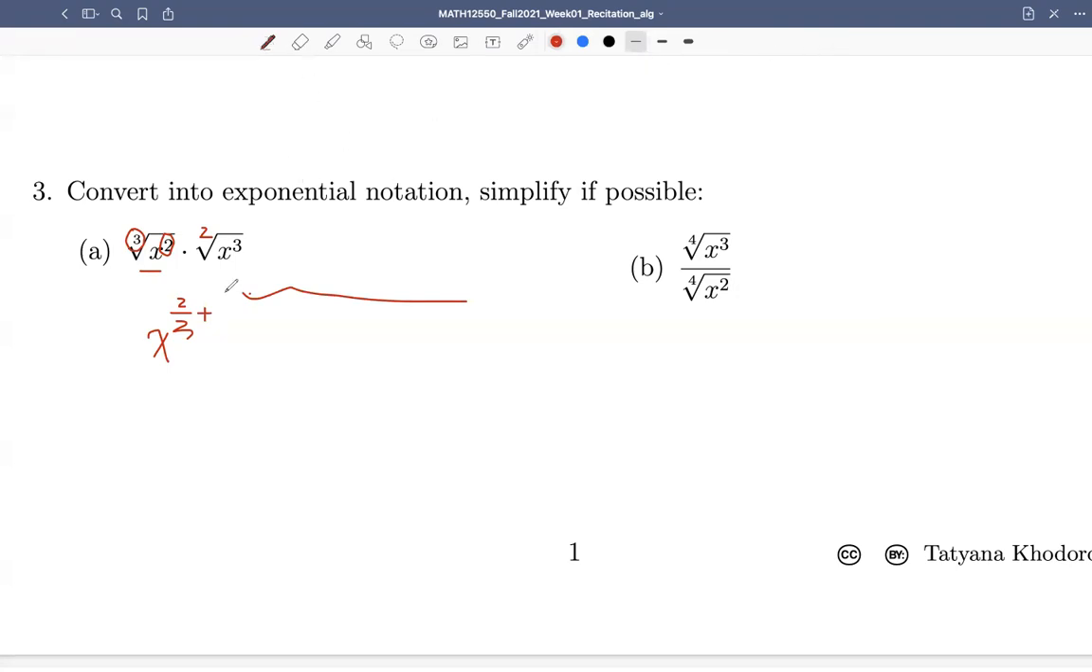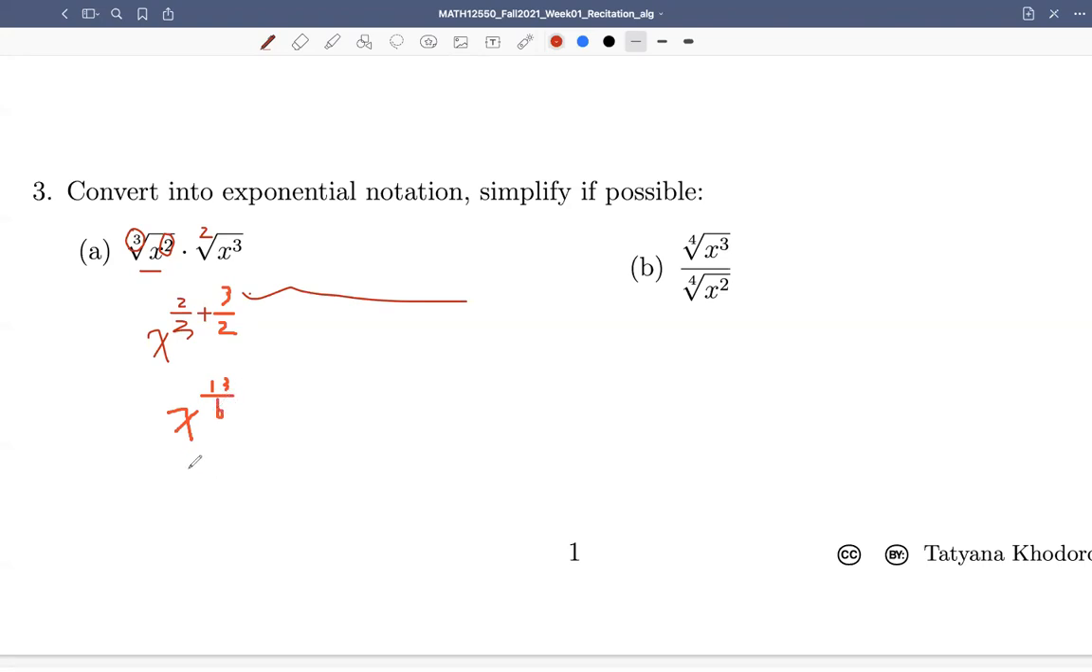Okay, maybe use 3/2. So then we just add these two fractions. We multiply 2/2 for the first fraction. We get 4/6. And multiply 3/3 for the second one. So we have 9/6. 4 plus 9, we have 13/6.